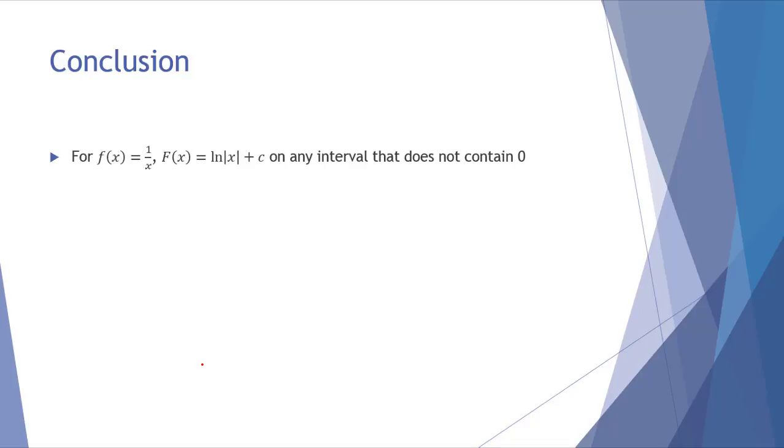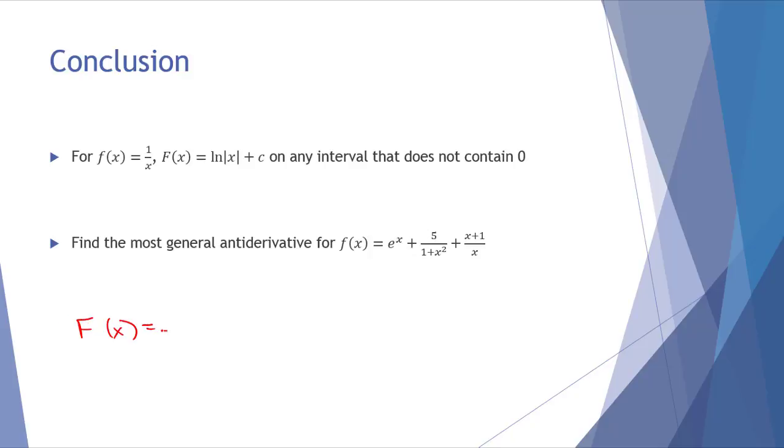So once we know that, we just apply all the other antiderivative rules that we have found. So for example, if we wanted to find the most general antiderivative for f of x equals e to the x plus 5 over 1 plus x squared plus x plus 1 over x. The e to the x is not going to be a problem when we go to find its antiderivative. It's the simplest one we've got. Its antiderivative is e to the x.